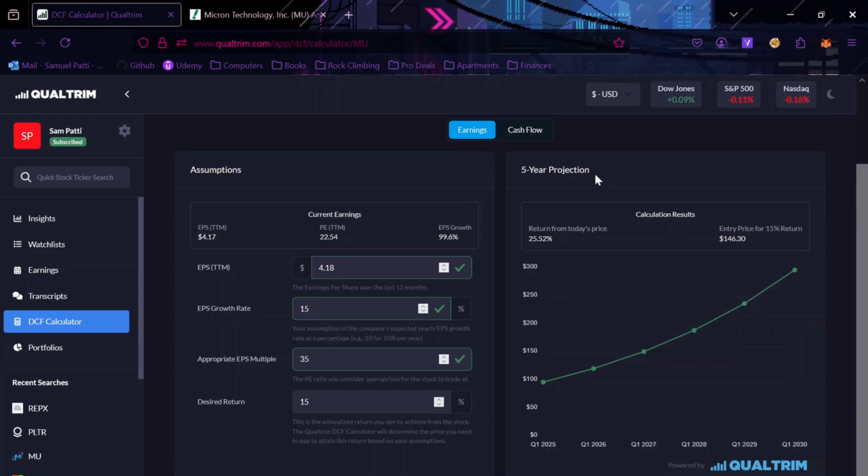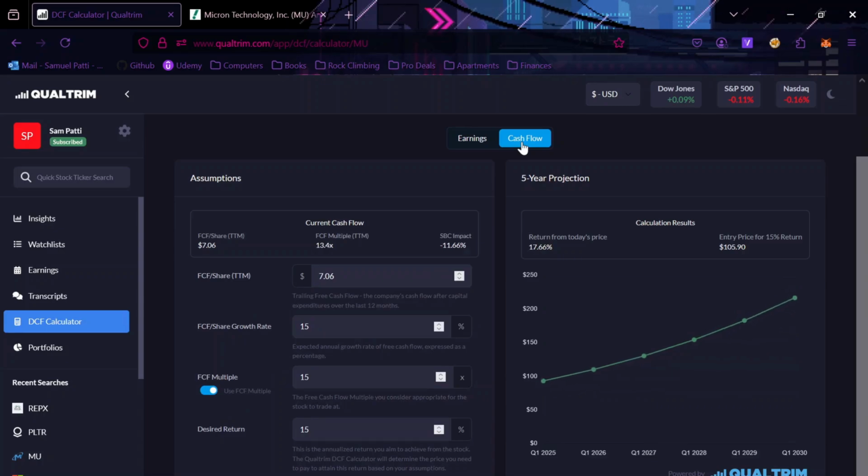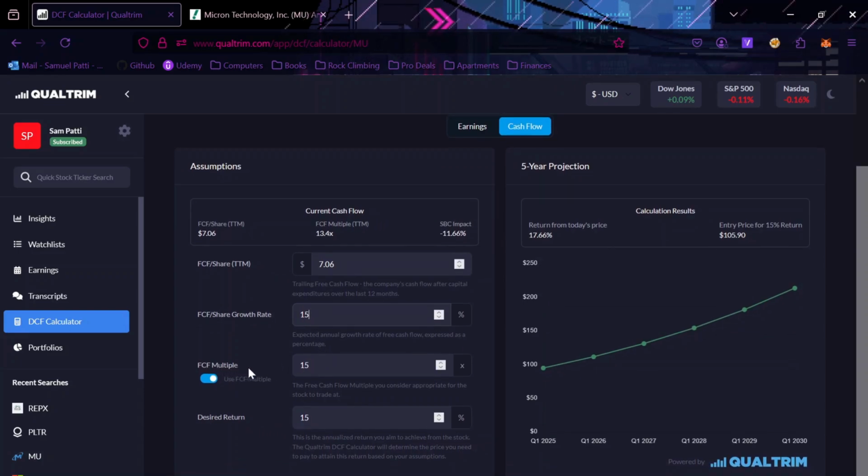Let's calculate this using free cash flows. The current free cash flow per share of the trailing 12 months is 7.06. Again, we'll assume a 15% growth rate over the next several years. Lastly, we see that the current free cash flow multiple is 13.2. We can bump this up slightly to 15 as a base case. Plugging these values in, we get a price of $110 per share in Q1 of 2026. Even using more conservative estimates, we see that there is still substantial growth for Micron over the next several years when we use a discount cash flow model.